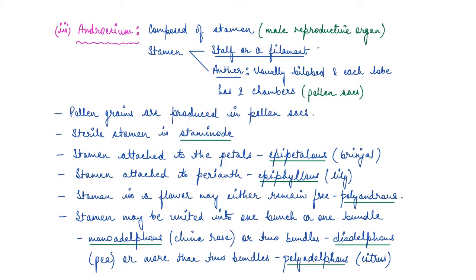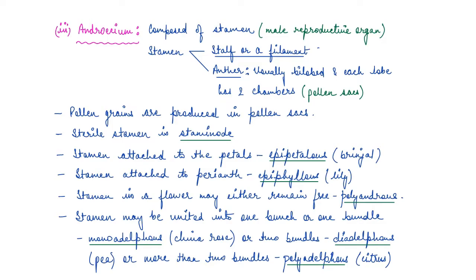So androecium basically is composed of stamens, right? And each stamen represents the male reproductive organ, which consists of a stalk, that is, a filament, and an anther. Okay, now anther usually is bilobed, and each lobe has 2 chambers. So each lobe has 2 pollen sacs. Okay. Now the pollen grains are produced in these pollen sacs, right? Now there are sometimes sterile stamens as well, which are known as staminodes. Okay, wherein you will not find any pollen grain, right?